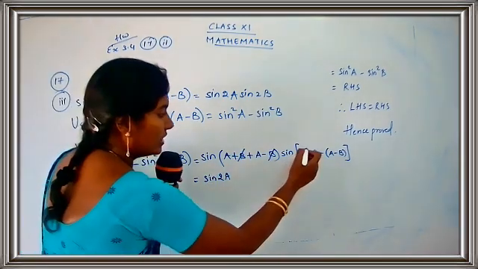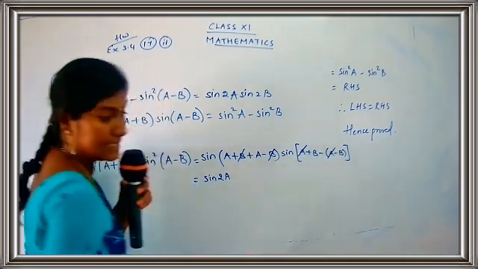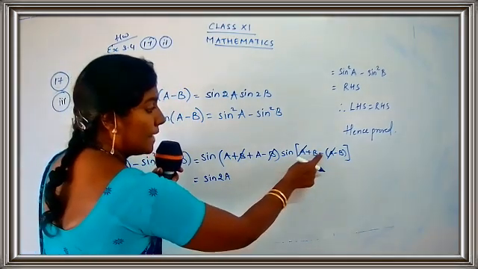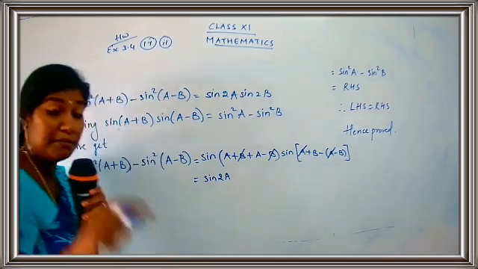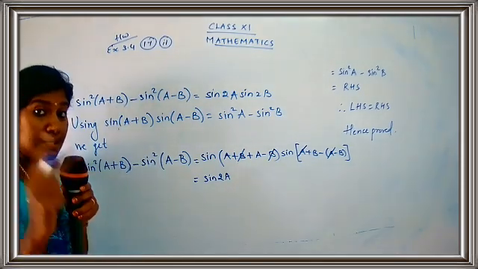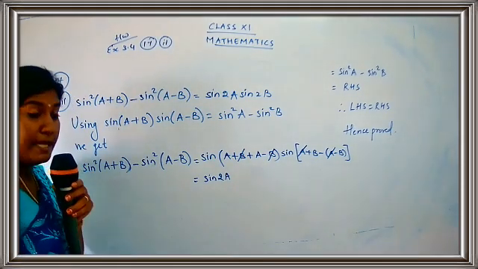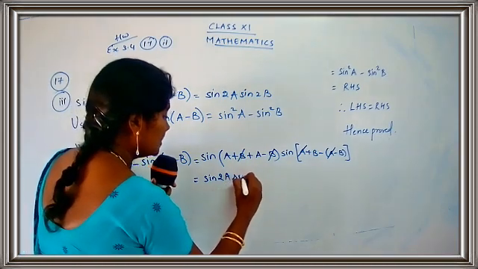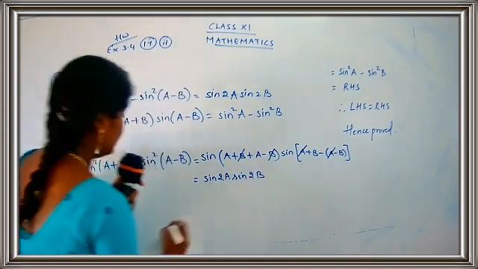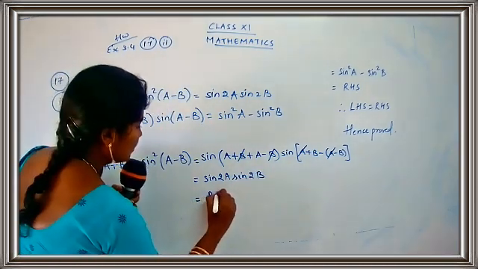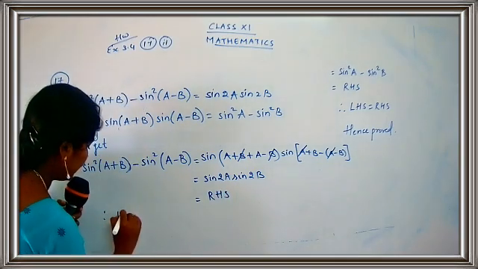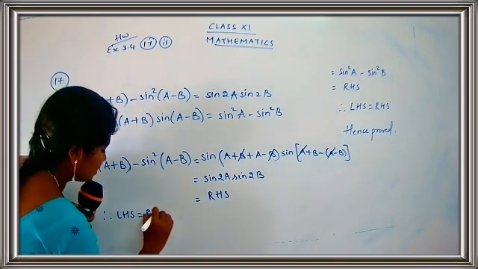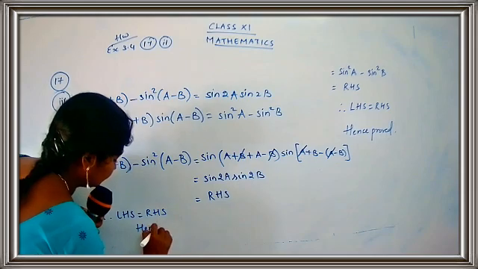Now just see here, children, this is a minus a gets cancelled. b minus of minus b, minus minus is plus, so b plus b is 2b. So I get here sine of 2b. So this is equal to RHS. Therefore LHS is equal to RHS. Hence proved.